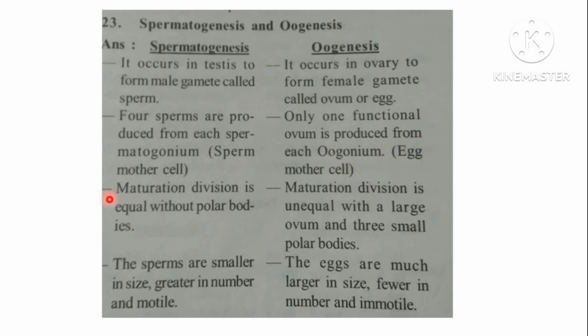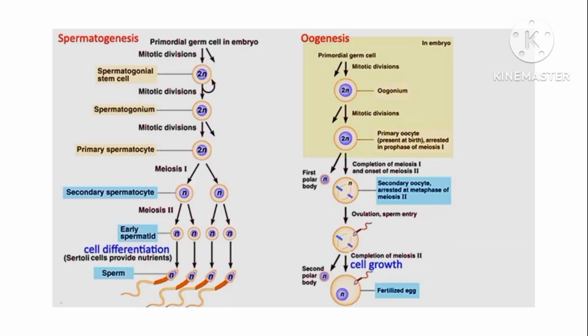In spermatogenesis the maturation division is equal, without polar bodies, and in oogenesis the maturation division is unequal, with a larger ovum and 2 smaller polar bodies. It's not 3, it's 2 smaller polar bodies. The sperm are smaller in size, greater in number, and motile. In oogenesis, the eggs are larger in size, fewer in number, and unlike males, females produce only one egg per menstrual cycle, and the total number of eggs is predetermined at birth.